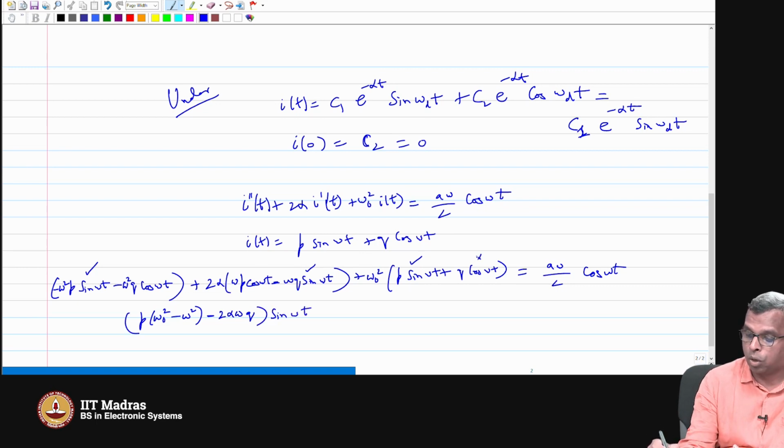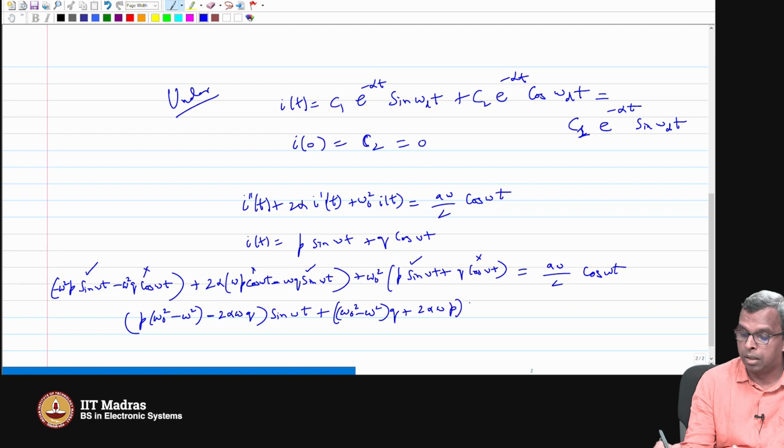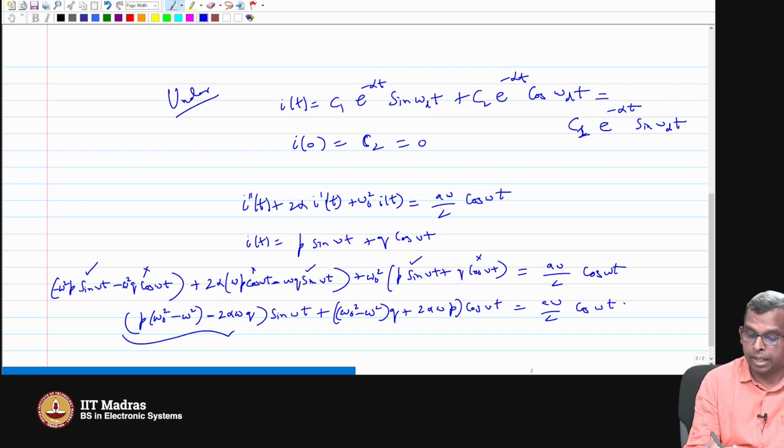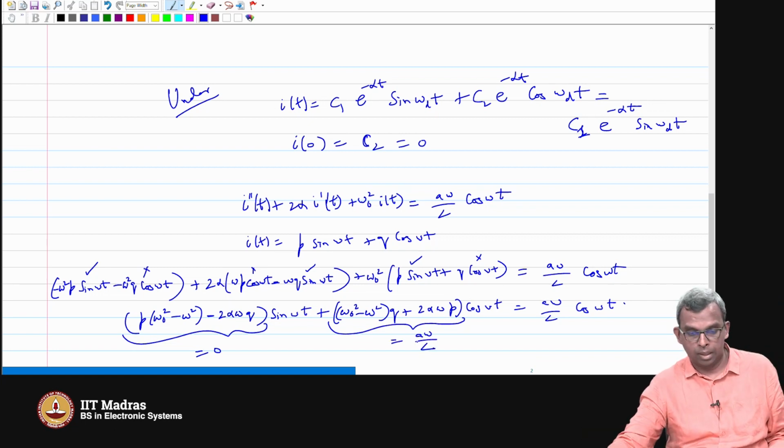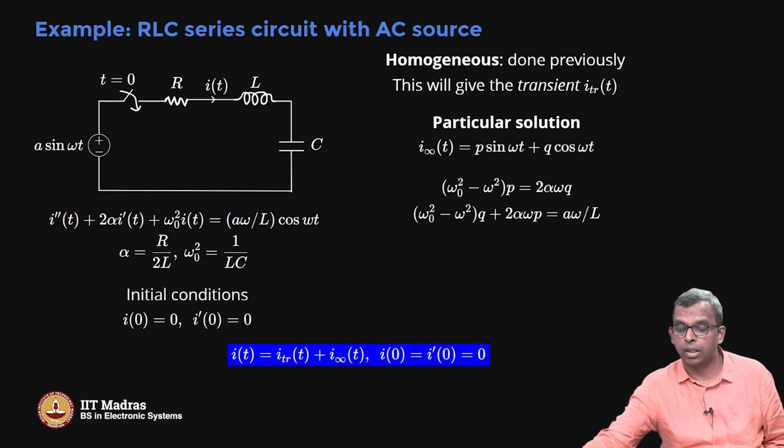Then I have cos, and cos also is going to be omega naught squared minus omega squared times q, plus 2 alpha omega p, multiplying cos omega t, equals A omega by L cos omega t. So this coefficient has to be equal to 0 and this one has to be equal to A omega by L. So that's the equation that I have written here. Those are the equations I have written here.